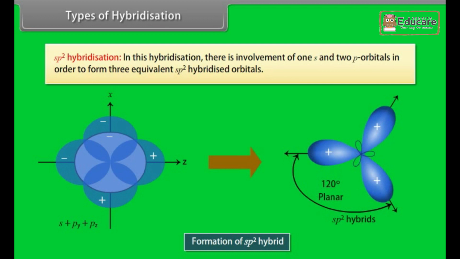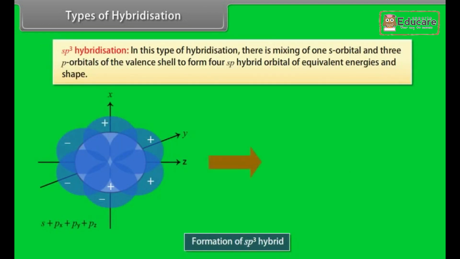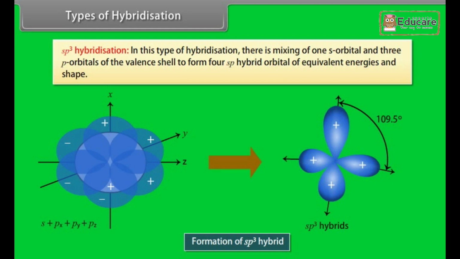In this hybridization, there is involvement of one s and two p orbitals in order to form three equivalent sp2 hybridized orbitals. sp3 hybridization. In this type of hybridization, there is mixing of one s orbital and three p orbitals of the valence shell to form four sp3 hybrid orbitals of equivalent energies and shape.